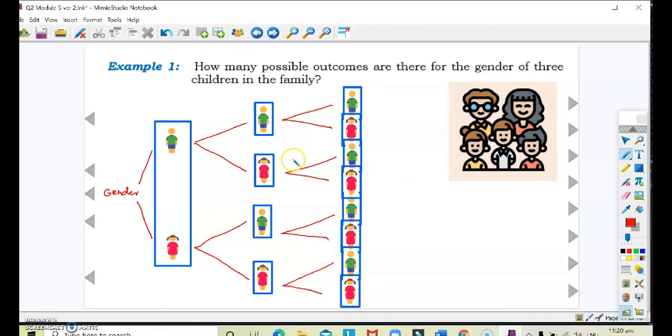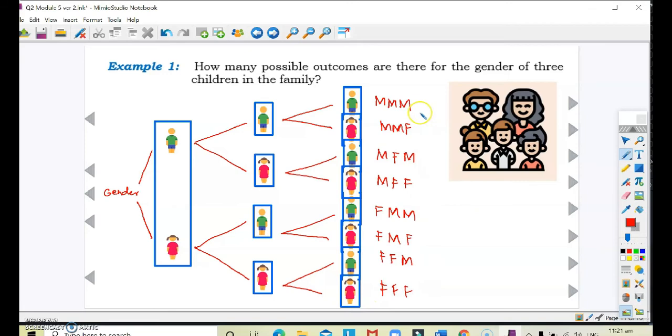So basically, if you're going to look at this scenario, we can actually have all male. We can have 2 males, and the youngest is a female. We can have 2 males, but the female is the middle child. We can have 1 male, and then followed by 2 females. We can also have the female as the eldest, then followed by 2 males. We can also have the female, then the male, and the female as the youngest. We can also have the female eldest, female middle, and male youngest. And last, we could also have all female.